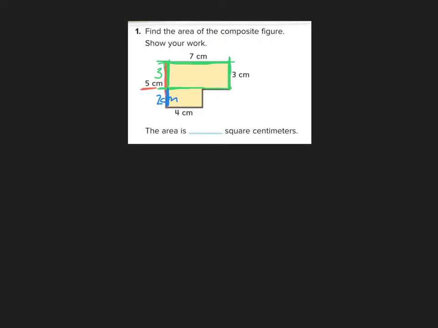Okay, so now we can figure everything out. So to figure out the bigger rectangle, I have to multiply 7 and 3. 7 times 3, and that would be 21 square centimeters would be the area of the bigger rectangle. Then finding the area of the smaller rectangle here, I have to multiply 4 and 2. 4 times 2 equals 8 square centimeters. Okay, so now I need to just add 21 plus 8 because I need to add the 2 areas to get the composite shape area. 21 plus 8 is 29. So the area is 29 square centimeters.